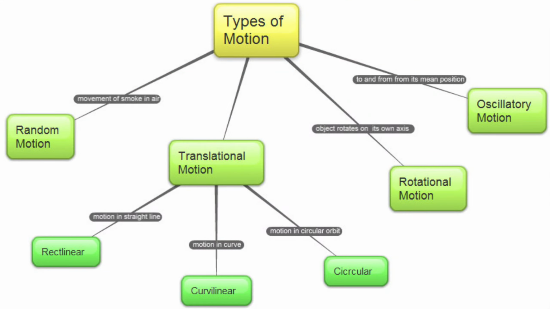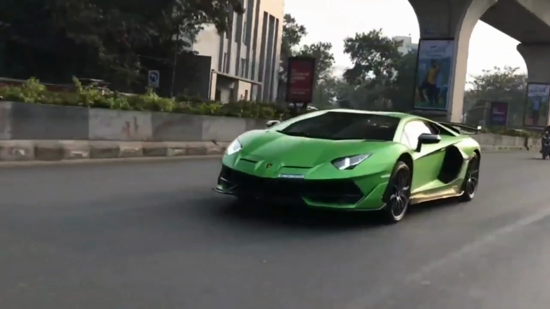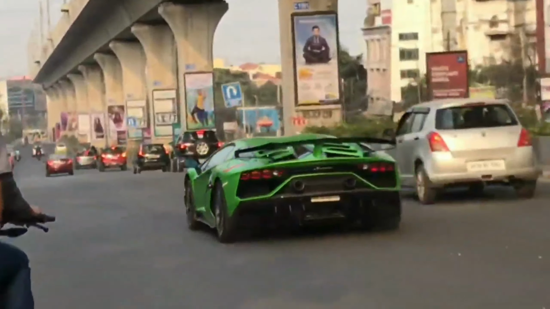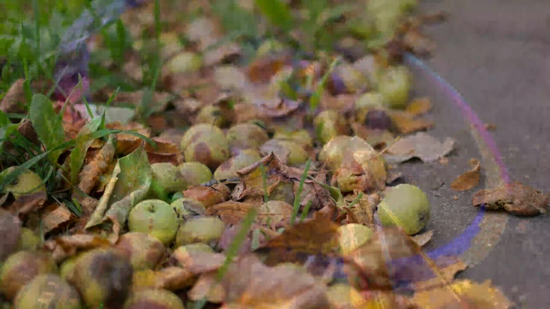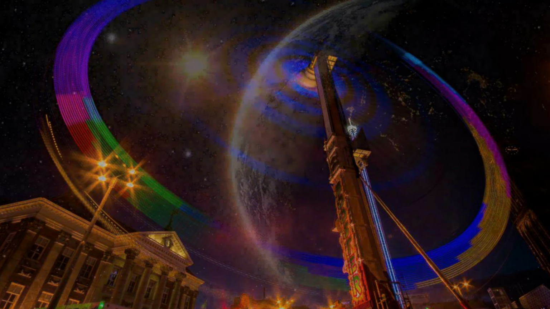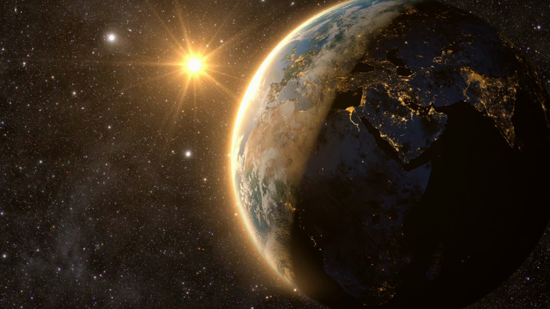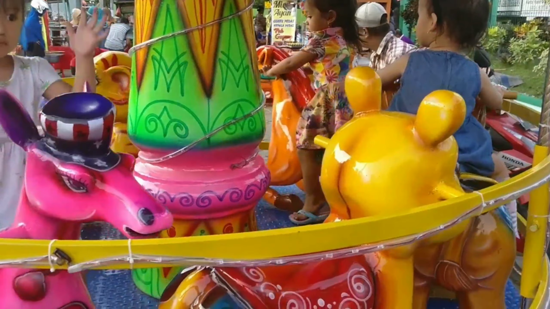Now, motion may be of different types. Motion of an object along a straight line or a straight path is called rectilinear motion. For example, motion of a car on a straight road or falling of fruits from the tree. Motion of an object along a circular path is called circular motion. For example, motion of the earth around the sun or motion of the child sitting on a merry-go-round.